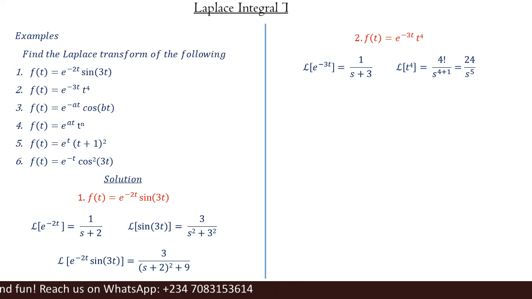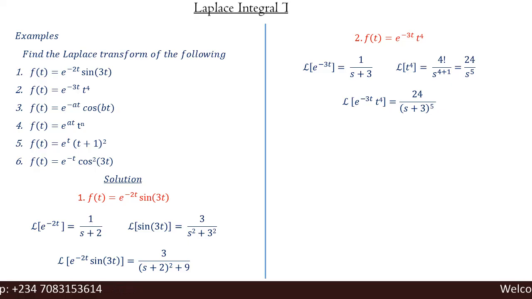So in the place of this s, you are going to insert this s plus 3, meaning that the Laplace transform of e raised to the power of minus 3t multiplied by t raised to the power of 4 is equal to 24 all over s plus 3, close bracket, raised to the power of 5. Good. So this is the Laplace transform.